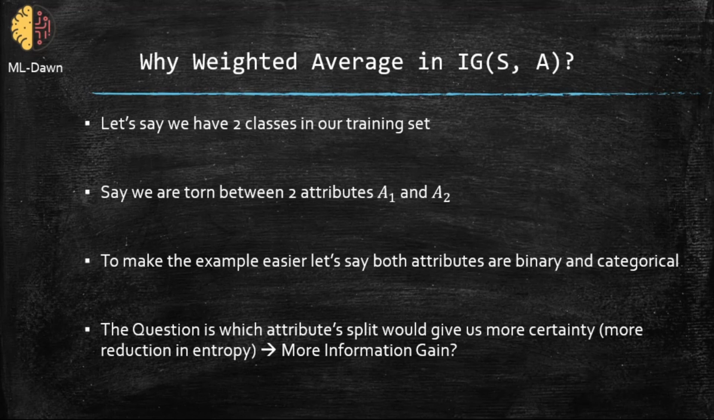Okay, in order to simplify this example, let's say that we've got only 2 classes in our training set, meaning that it's a binary classification case, and let's say we are basically torn between 2 attributes, A1 and A2. We want to figure out which one is a better attribute to do splitting on. And to make it easier, let's say that our attributes are binary and categorical, meaning that each one has exactly 2 possible values. And now the question is, which attribute would give us more information gain, meaning more reduction in entropy and more reduction of uncertainty.